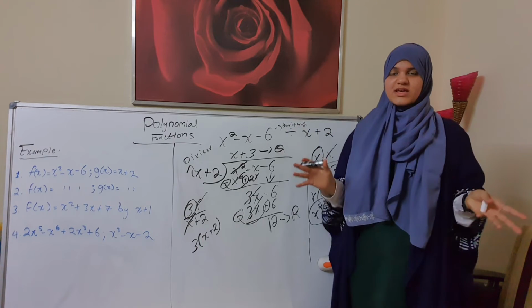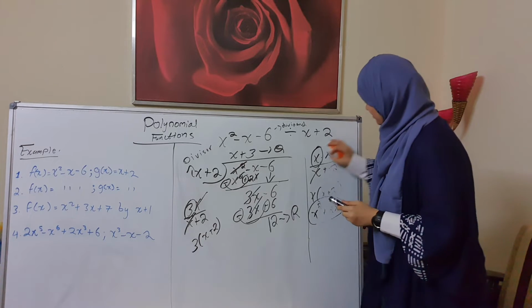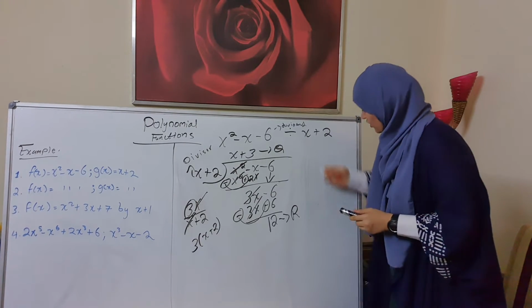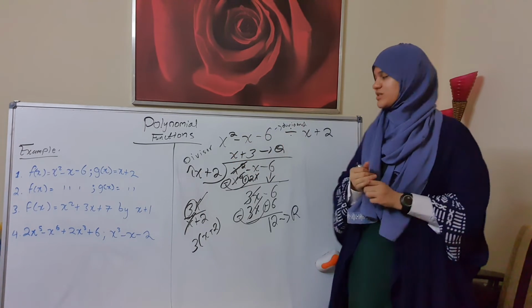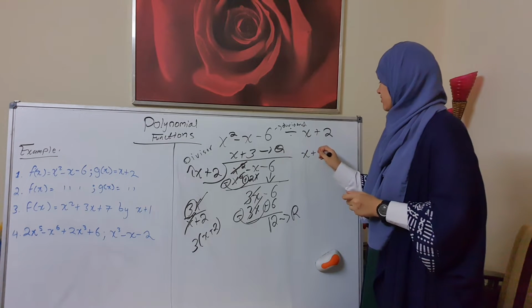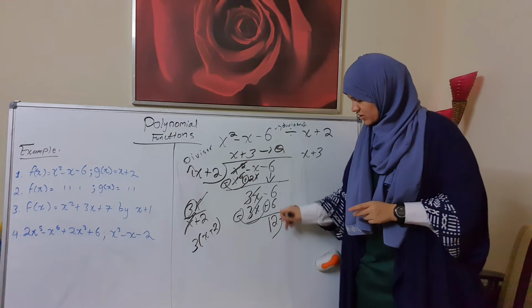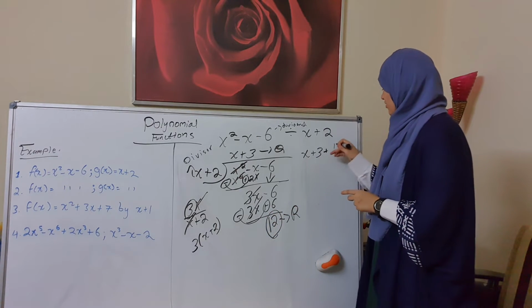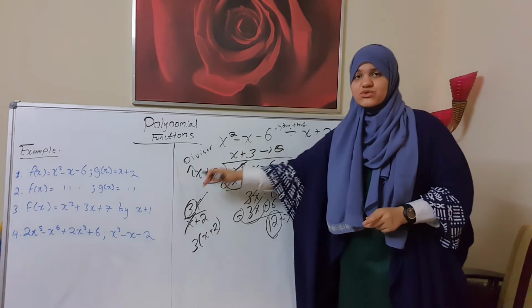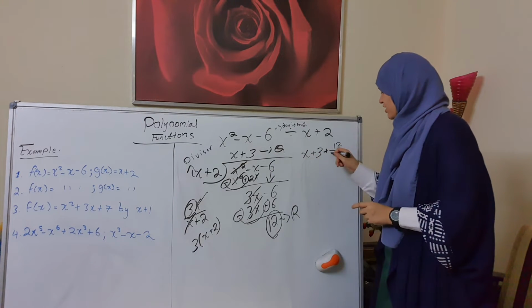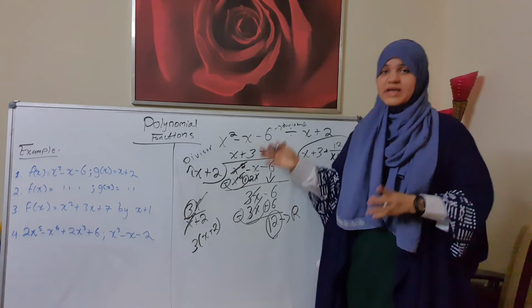Now to put it in the final answer, how can we put it together? Let me write it for you here. First of all, we will take the quotient that we get. What we get here? X plus 3, right? So we'll make here x plus 3. Then what we have in the remainder? We have 12, right? So plus 12 over what? Over the divisor. What was the divisor? X plus 2. So that means x plus 3 plus 12 over x plus 2. And this is the final answer for this example.